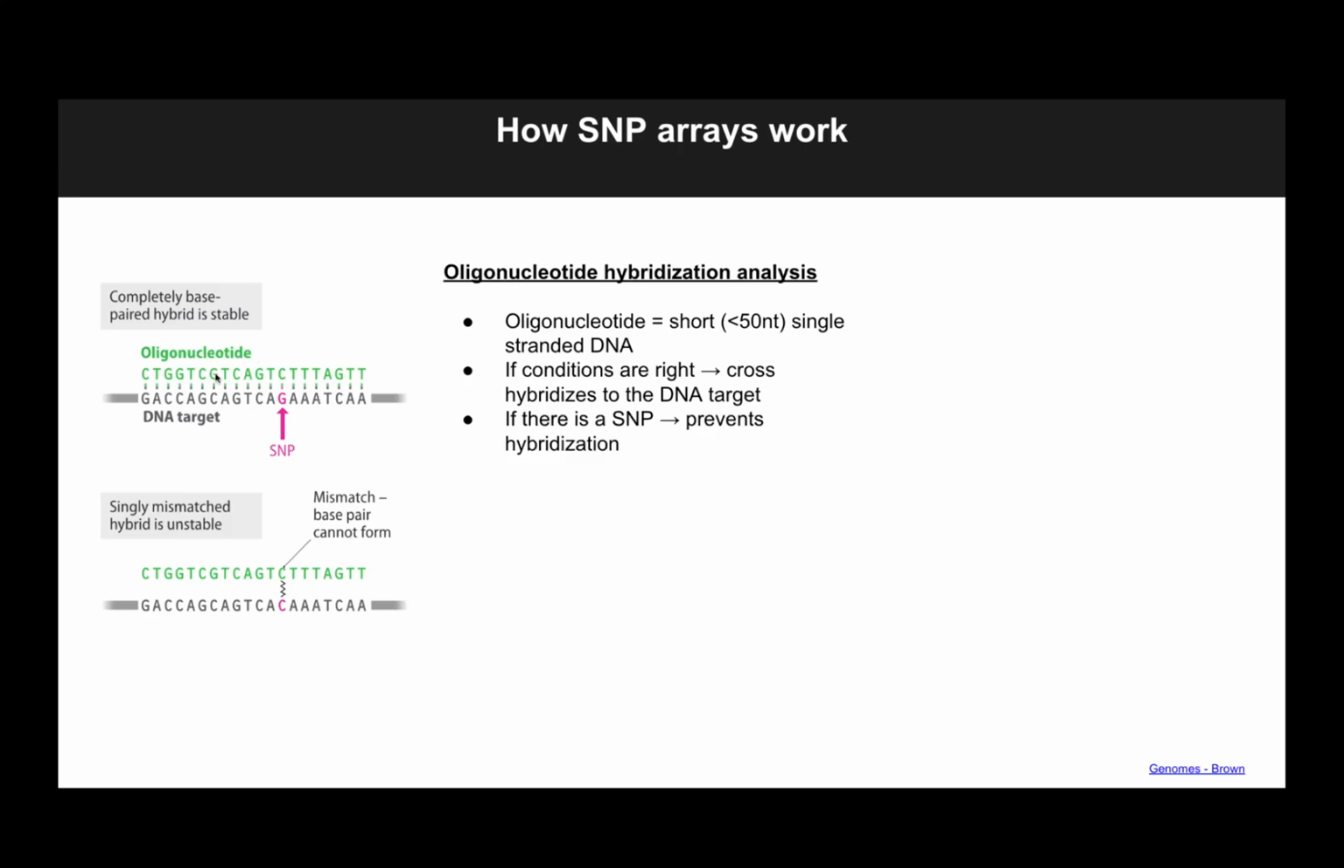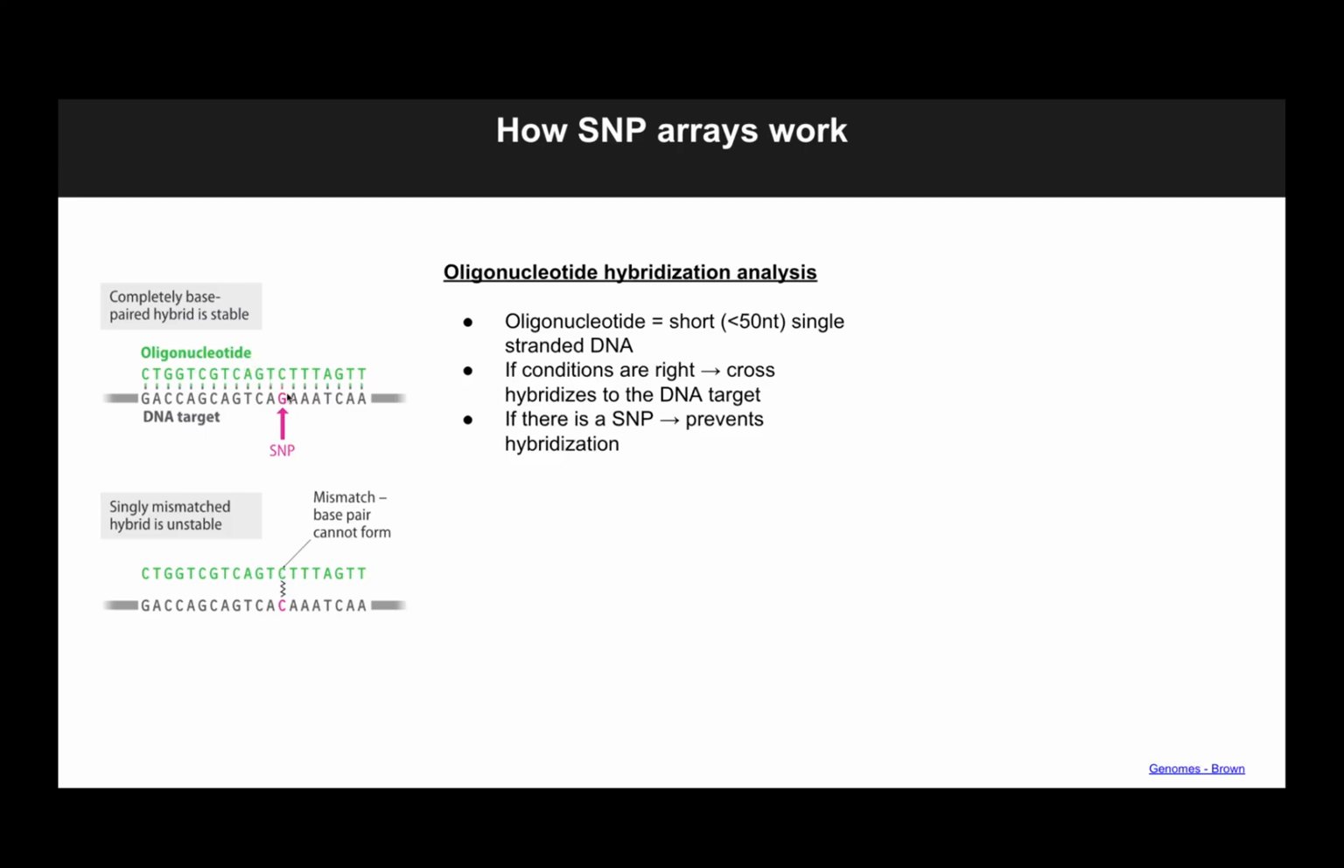You take this single-stranded DNA, and just as we have continuously seen throughout the course, things will hybridize, right? So if you take a DNA target, where you know that this particular DNA target harbors this particular SNP, you can design an oligonucleotide around it, and then you can perform some sort of a hybridization reaction and capture whether the hybridization happens or not.